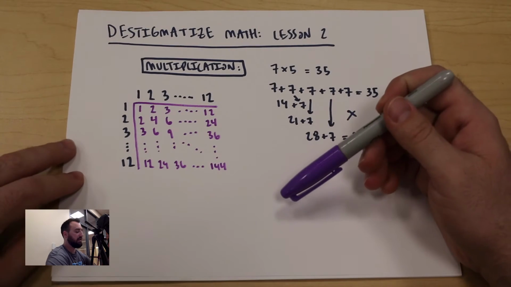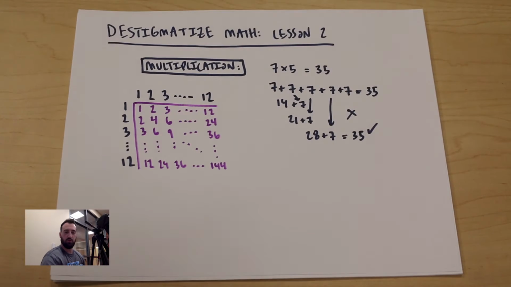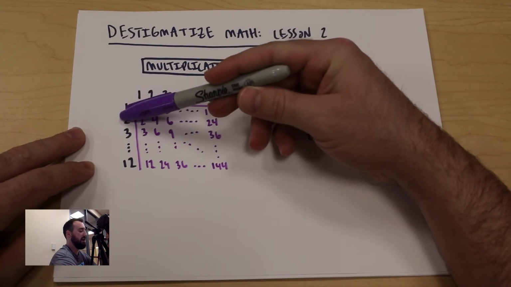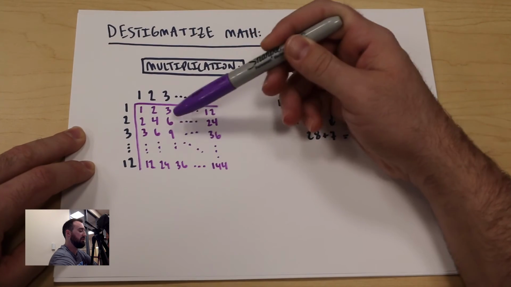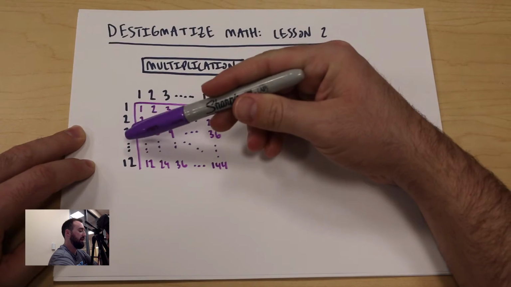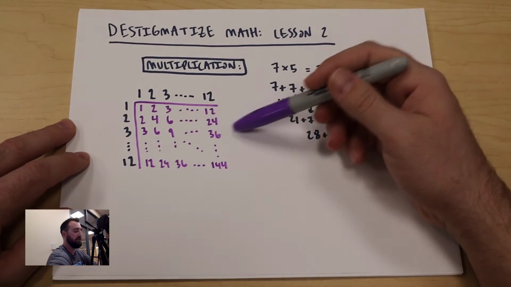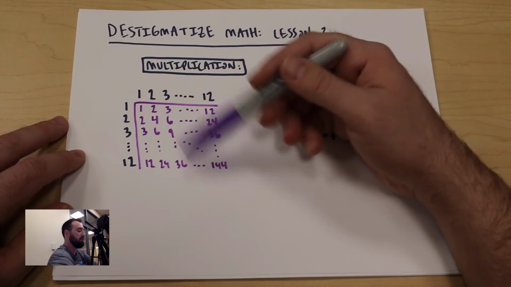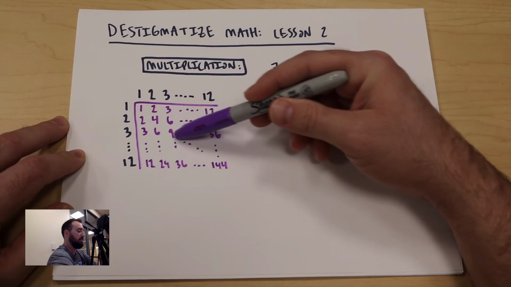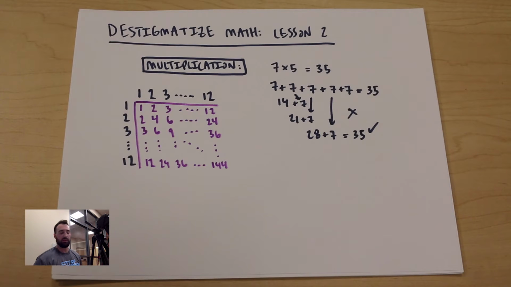And what you'll notice is you end up with rows and columns that are what you would get if you counted by that particular number. So if you were to count up by 2, you would go 2, 4, 6, 8, 10, all the way up to 24 and so on. If you were to count up by 3, you would go 3, 6, 9, 12, 15, all the way up to 36. So each row and each column is the numbers that you would get by counting up by that number. So that's the multiplication table.